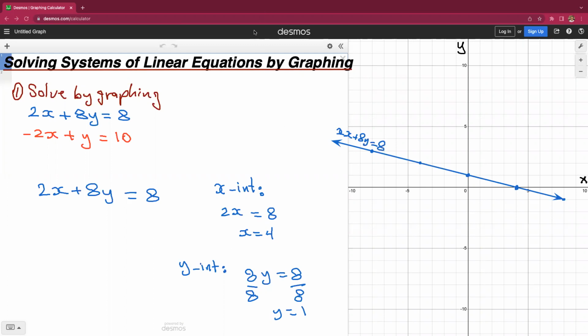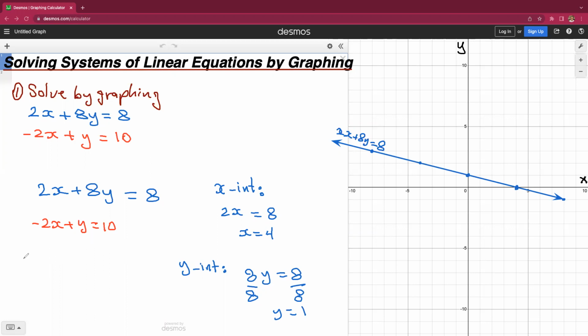Now, how about the second equation, negative 2x plus y equals 10? This is not exactly in standard form, because if you remember from last chapter, I told you that when you're writing equations in standard form, the coefficient of x should always be positive. And here the coefficient of x is negative. But this is not what this lesson is all about. We're not going to change it into proper standard form. We're doing the same thing.